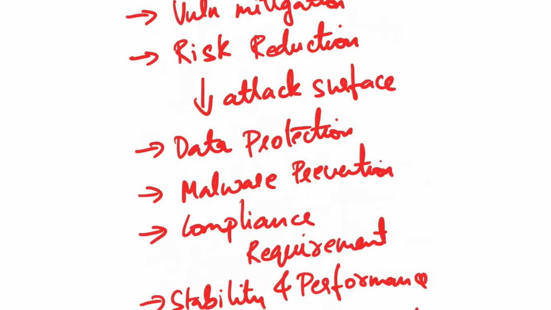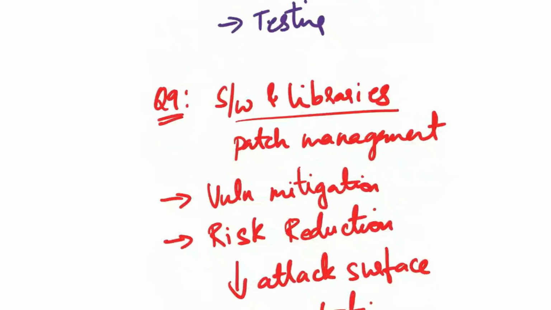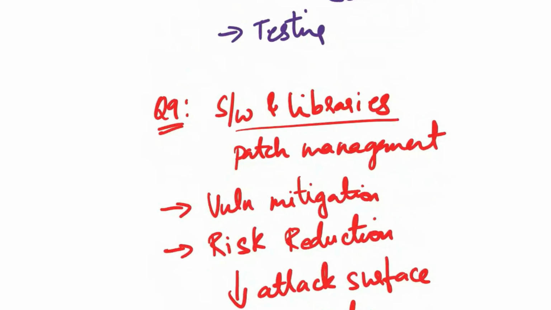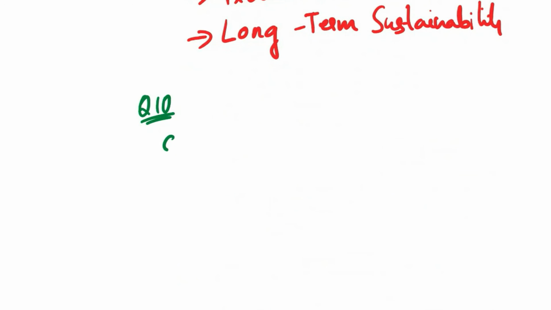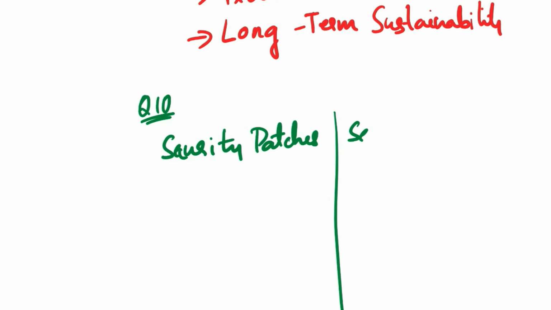So, in summary, keeping software and libraries updated is a fundamental practice in maintaining the security, integrity, and reliability of systems and applications. Neglecting this critical task can lead to security vulnerabilities, data breaches, and a host of other security and operational issues. Next question. What is the difference between security patches and security updates?